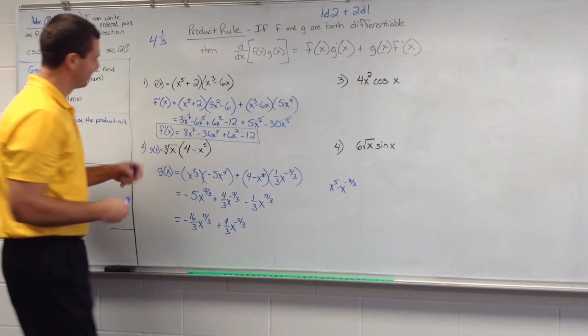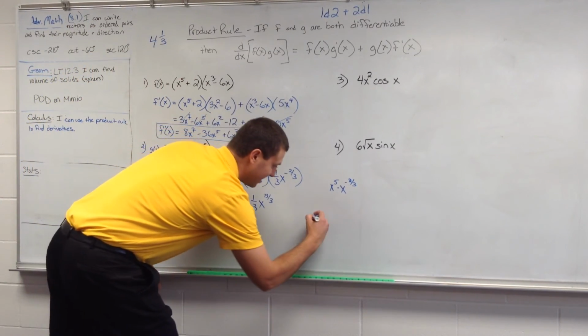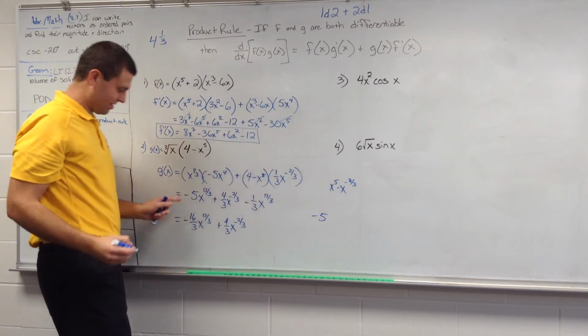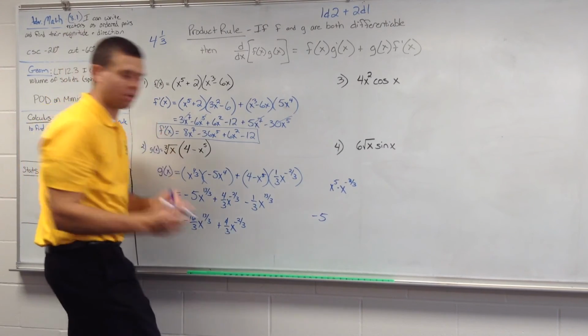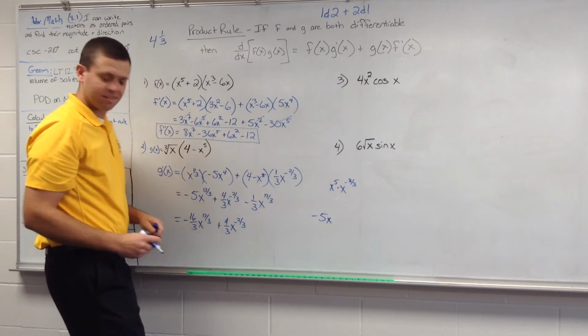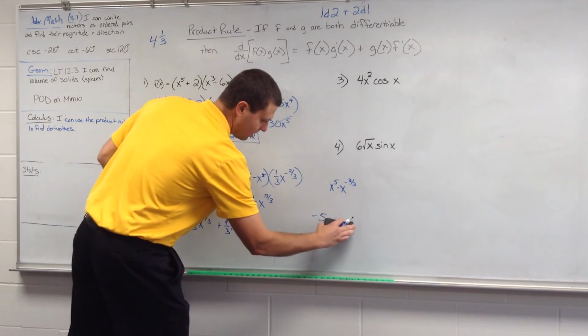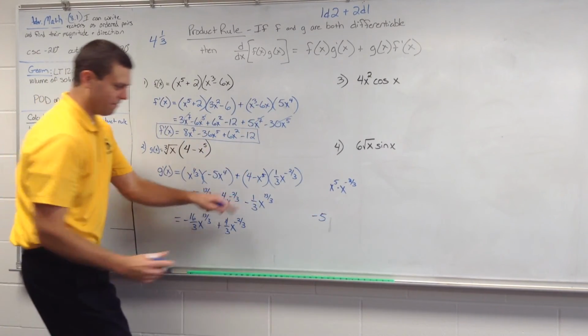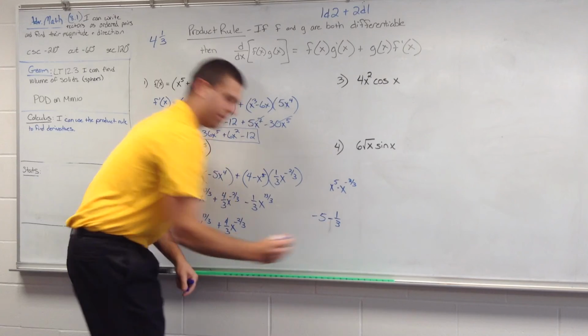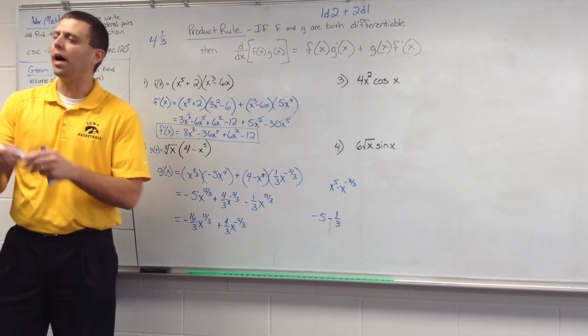Negative 5. I'll just use x, alright? Don't use x. Just keep x out of it. You don't need x. Negative 5 minus 1/3 would be what?